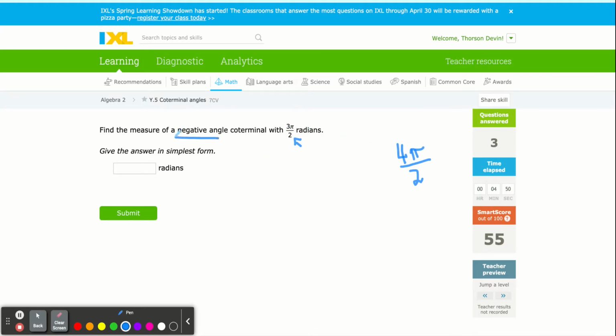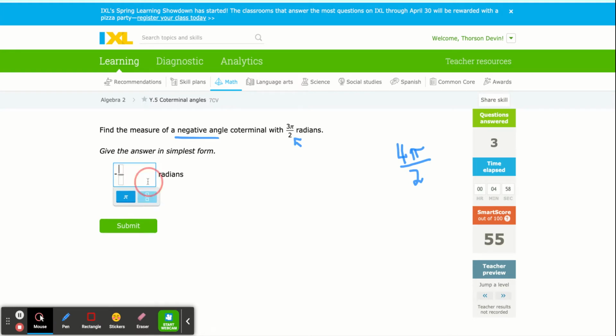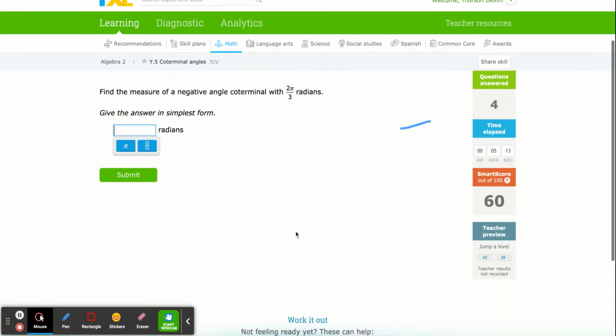But since it asks for a negative, I'm going to subtract 4 pi halves. And what's 3 minus 4? Negative 1. So my answer would be negative pi halves. Now we don't need to do a 1 in front of the pi. I could also do negative 5 pi halves. Actually, let's plug that in there and see what happens, because that means I've subtracted 4 twice. And it works. So you can do higher orders, more revolutions around.